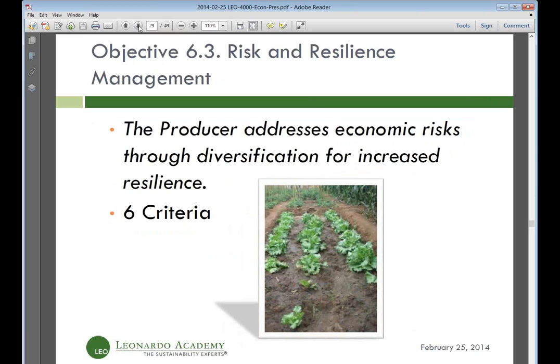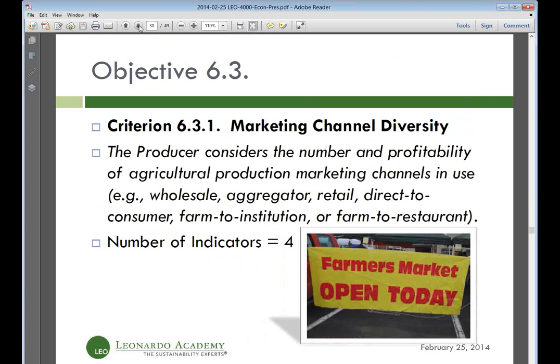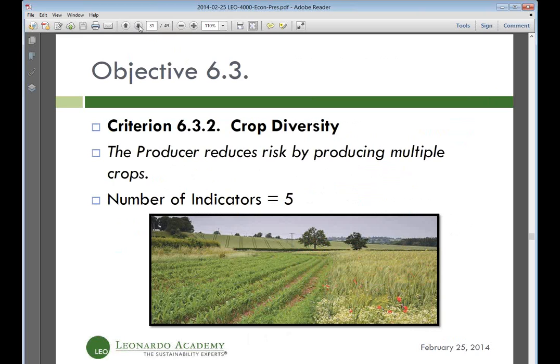Now moving on to Objective 6.3, we're looking again at resilience to various shocks that can occur in agriculture. And again, the main tool for addressing resilience, for developing resilience, as we understand it, is diversification. And there are many ways to diversify an operation, and our criteria look at several of those. So moving on to the first of those, criterion 6.3.2, we're looking at diversification of cropping systems.